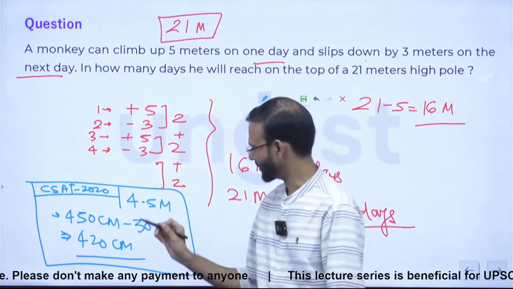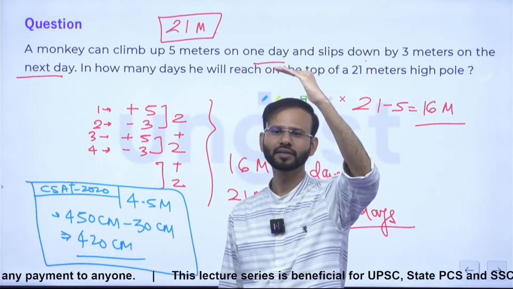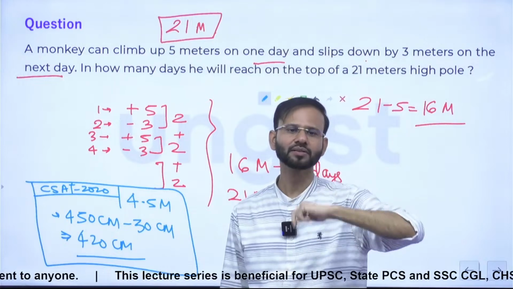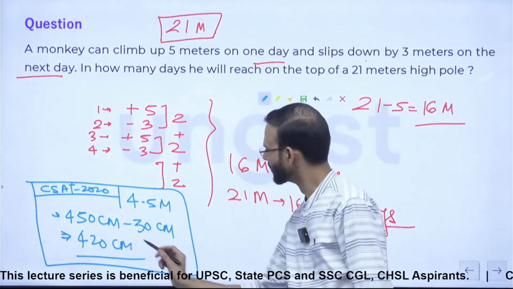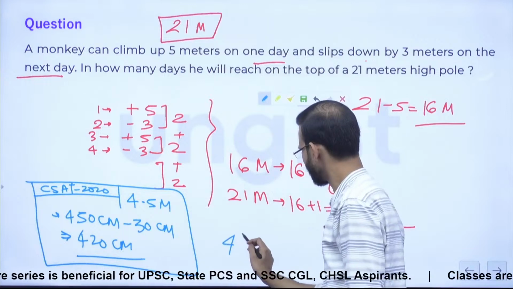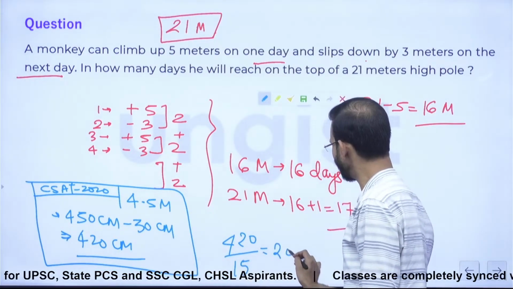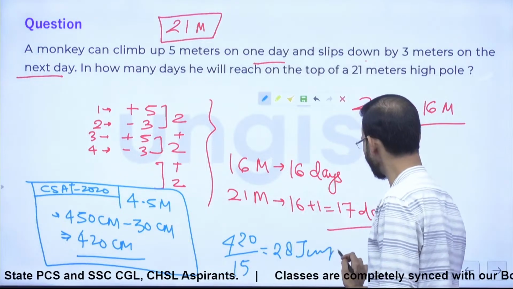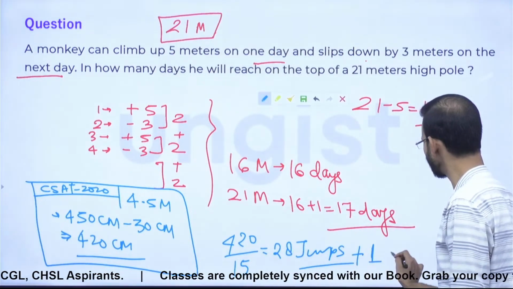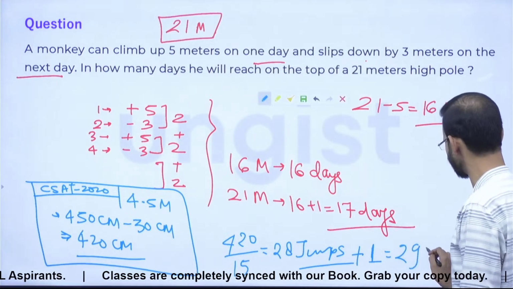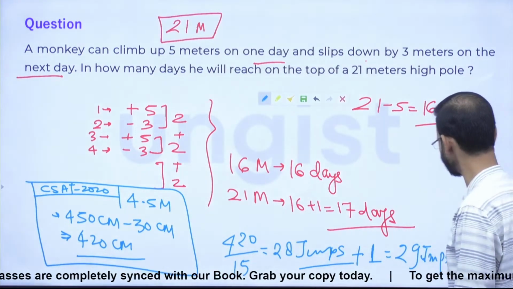Correct? Acha. Guys, in this question, in the same jump, he is climbing up by 30 and slipping down by 15. So in one jump, effectively, he is climbing up by 15 centimeters. So 420 divided by 15. So in 28 jumps, he will be climbing 420 centimeters. And plus one more jump will be required to climb. Yes. So the answer is 29 jumps.